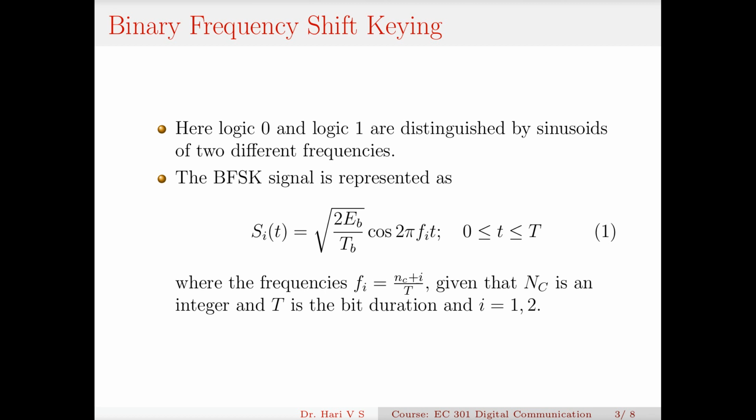So the mathematical model of BFSK is s_i(t) equals root of 2 E_B by T cos 2 pi f_i t. It is not T_B, it is T. I took it as T throughout. This is one bit interval, capital T, where the frequency f_i is (n_c plus i) by T, where n_c is some integer, and i is from 1 to 2, that is s_1(t) and s_2(t), corresponding to the bits 0 and 1.